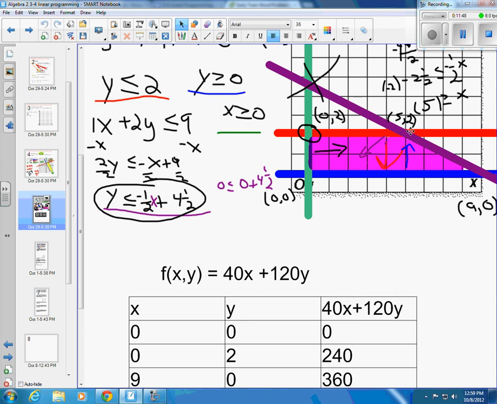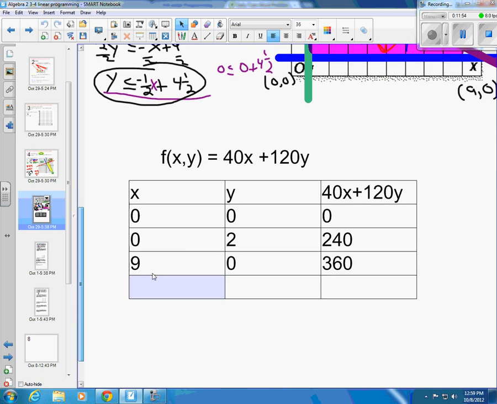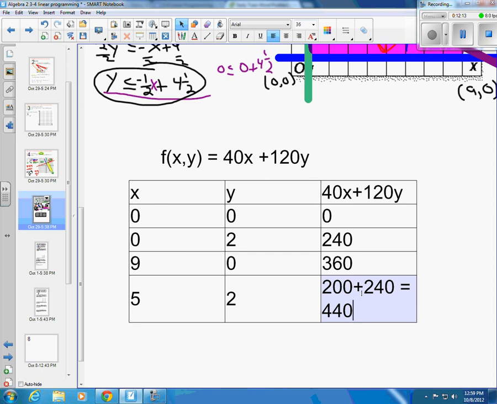What if we did this combination where we did 5 lawns and 2 prunings? Let's plug that in. So 5 lawns, that's going to be 200. And 2 prunings, that's going to be 240. So 5 lawns plus 2 prunings, that's going to be 440. Looks like that's definitely our maximum for a profit. So our maximum is right here.